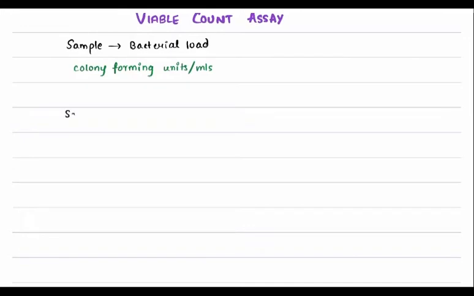So first we have a sample, and from that sample, like I said, you homogenize the sample and you take 1 ml of that sample and you dissolve it and mix it in a test tube which is having 9 ml of distilled water. Right. So 1 ml is going into 9 ml, and the final volume is going to be 10 ml because both of them are liquid.